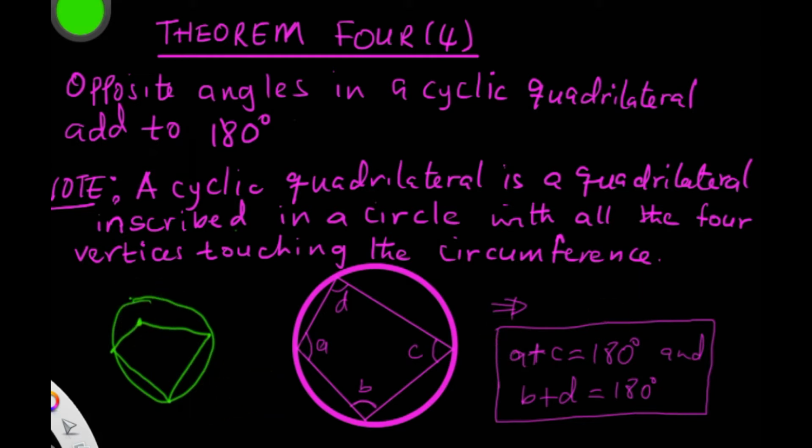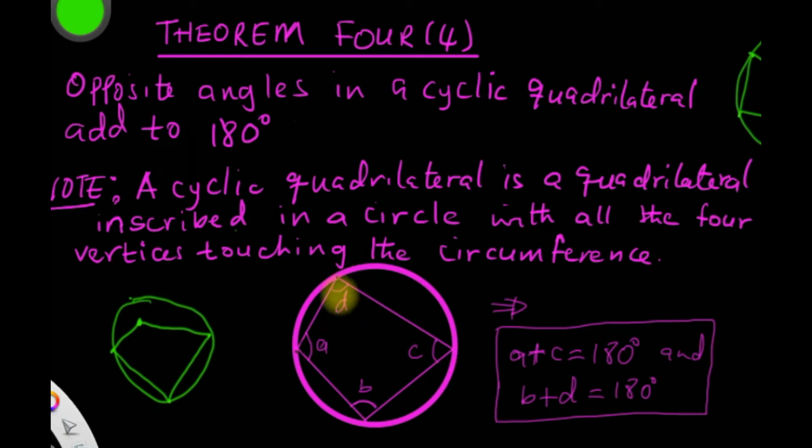In the same way, if you have a circle here, and then you have a quadrilateral like this, this is a quadrilateral, but it's not a cyclic quadrilateral. Why? Because these two vertices do not touch the circumference. So a cyclic quadrilateral is a quadrilateral with all the four vertices touching the circumference of the circle.